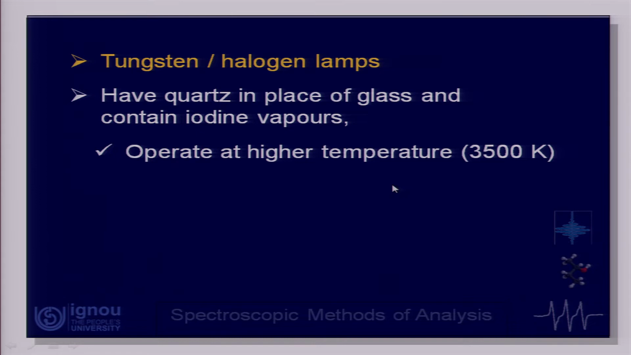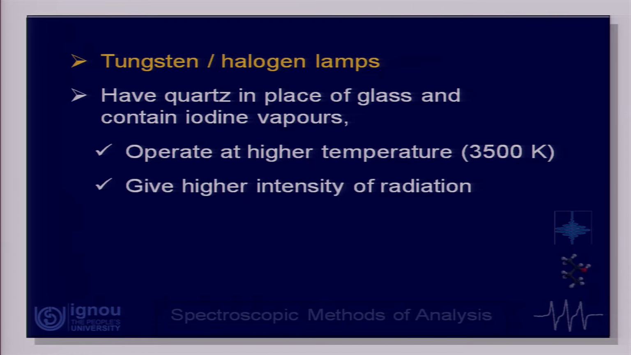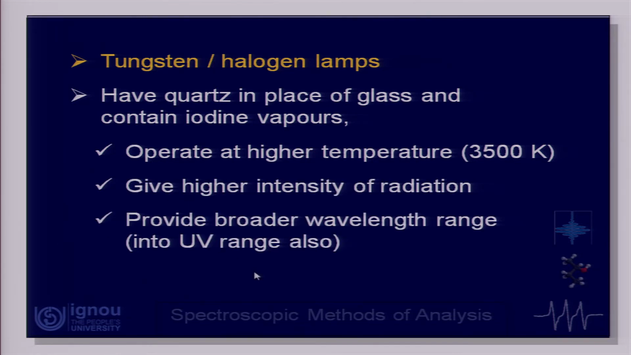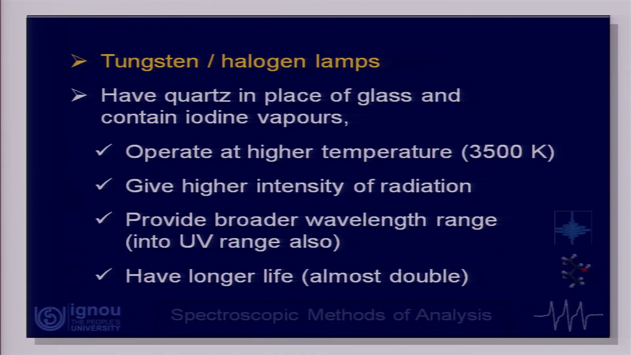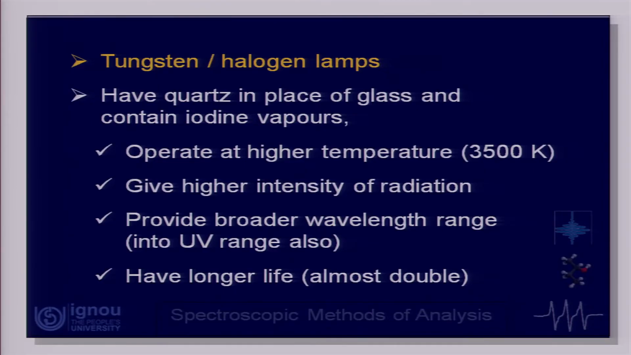So, accordingly, since in the case of a tungsten halogen lamp I can go to higher temperatures, the output which comes out is of higher intensity, number one. Number two, this gives me a still broader range of wavelengths. Even part of the UV range can be covered by this. Another aspect is that the tungsten halogen lamp has a higher life, almost double that of the ordinary tungsten lamp. So, nowadays instruments employ tungsten halogen lamps in place of tungsten lamps as a radiation source for the visible range.